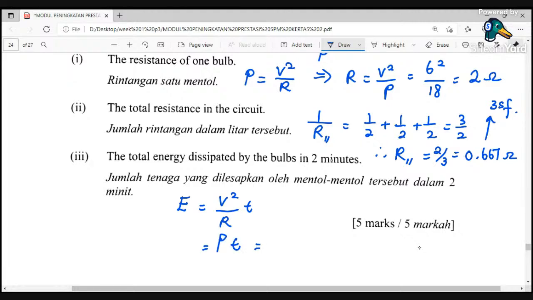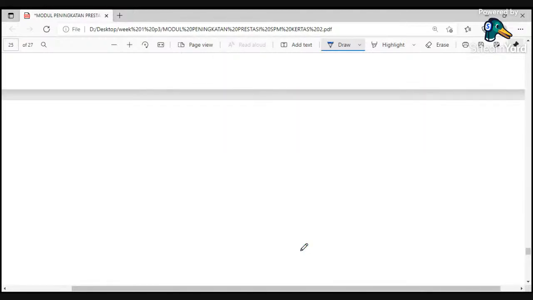So power 18, 2 minutes kena convert to second. Because energy joule kena tukar unit SI. So you akan dapat 6480 joule. So this is the amount of energy dissipated, jumlah tenaga yang dilesapkan dalam masa 2 minit. Jadi kena tukar ke second. Dia punya time taken. That one for section B.